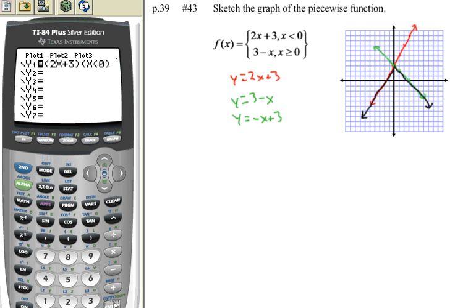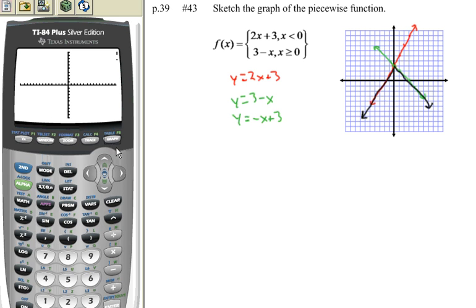Now I'll press enter and I'll type in my second part of my piecewise function. So y equals 3 minus x. We'll close our parentheses. Then we'll say when x is, I'll go back in that test menu, greater than or equal to 0. Okay, let's see how it looks. So if I press my graph key, here comes the first part of that function. Here comes the second part. Looks exactly like what we had over here on the right.